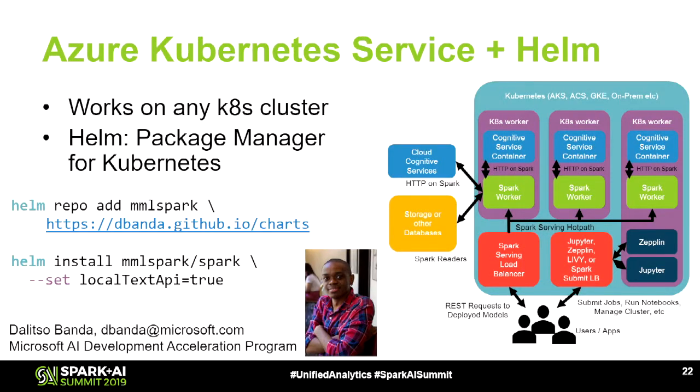And so now we can move on to how to actually get these up and running in production. Some of the work that we've done, mainly by Deliso Banda, who worked as part of the Microsoft AI Development Acceleration Program along with a team of 4 others. What they've done is they've created an Azure Kubernetes Helm chart that really exposes a lot of these different kinds of functionalities out to the user.